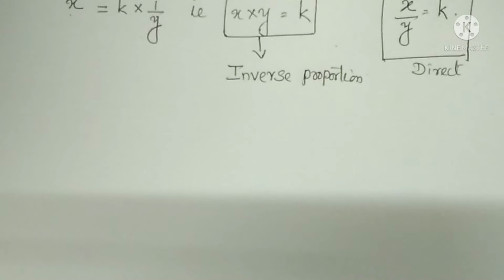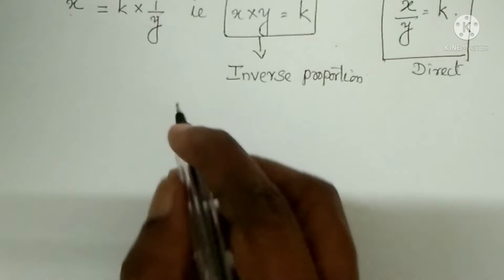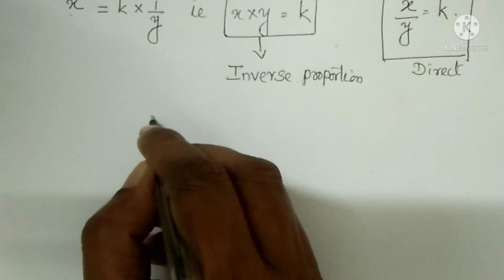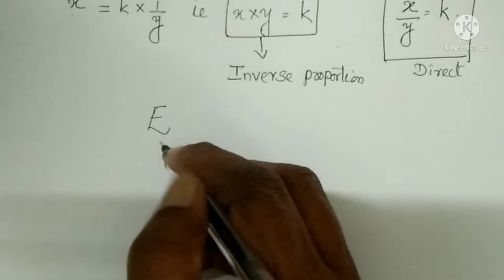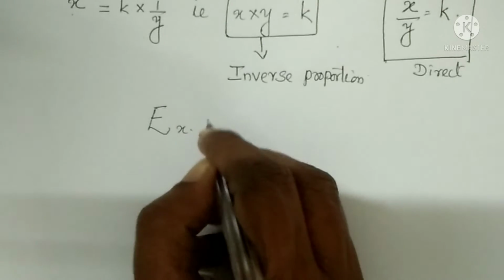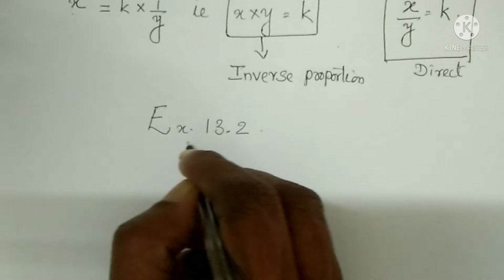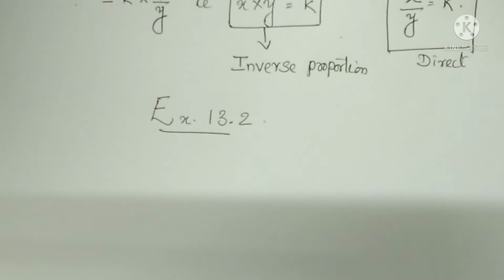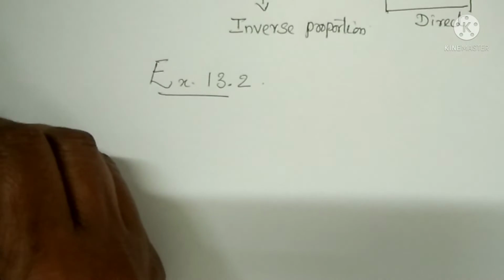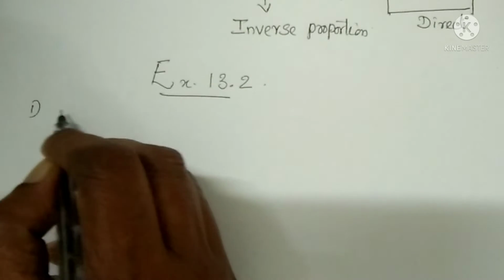Naturally, if everybody works in the same way, the work will be done faster. When more people are doing the work, it will be done faster. So what type of proportion is it? The more the number of people, the less the time taken. So the first question is inverse variation or inverse proportion. Okay. Exercise 13.2. The first question is to identify. So the first one is inverse.